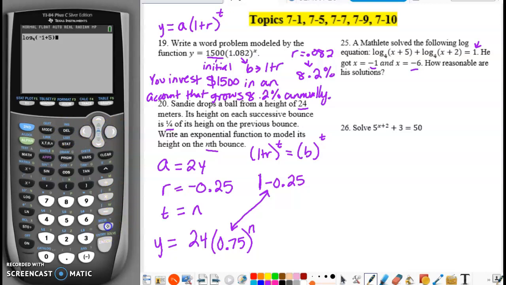And then we're going to say plus log 4. And again, instead of x plus 2, we're going to say negative 1 plus 2. And if this gets us 1, then this is a reasonable solution. And it does. So negative 1 is reasonable.